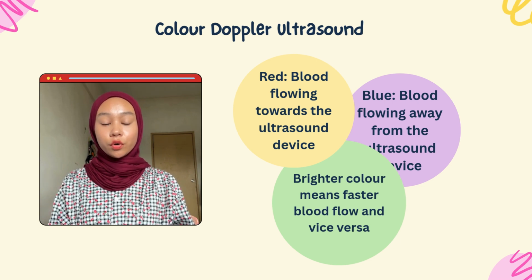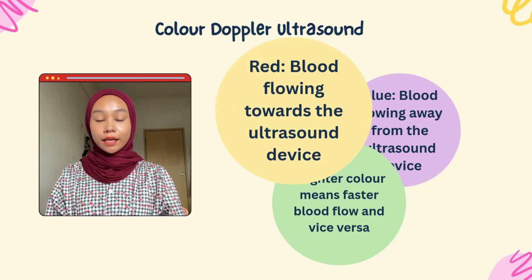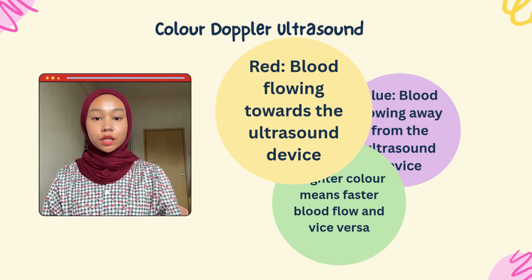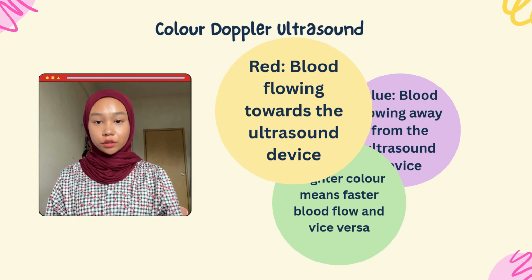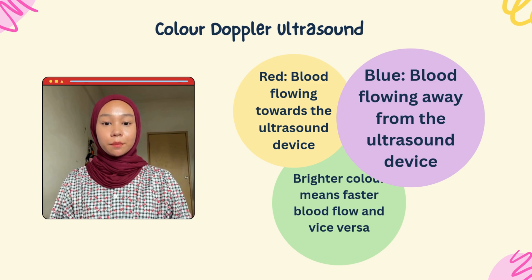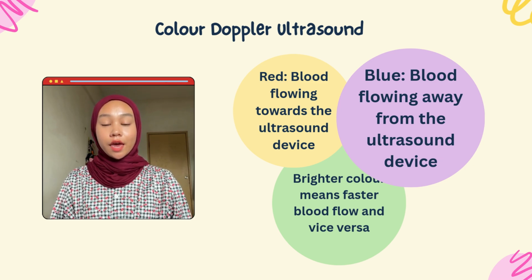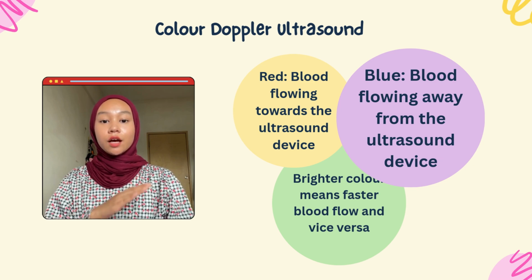The most common color code used is red and blue. The red color code indicates blood flowing towards the ultrasound device, and it is important to remember that red doesn't mean artery. The blue color code indicates blood flowing away from the ultrasound device, and it doesn't mean a vein.